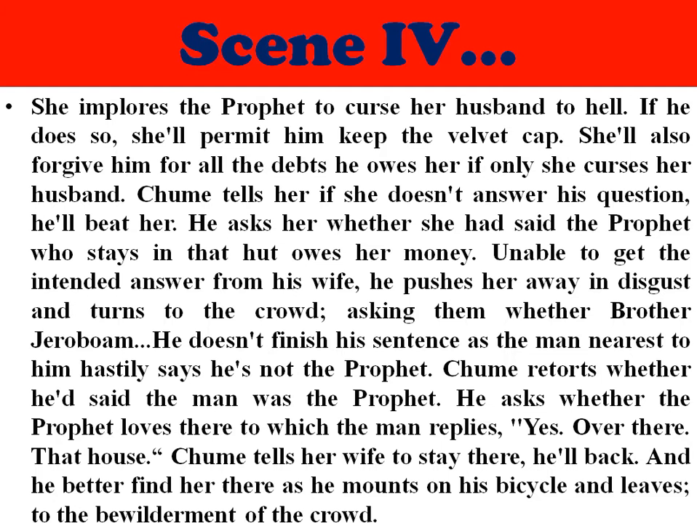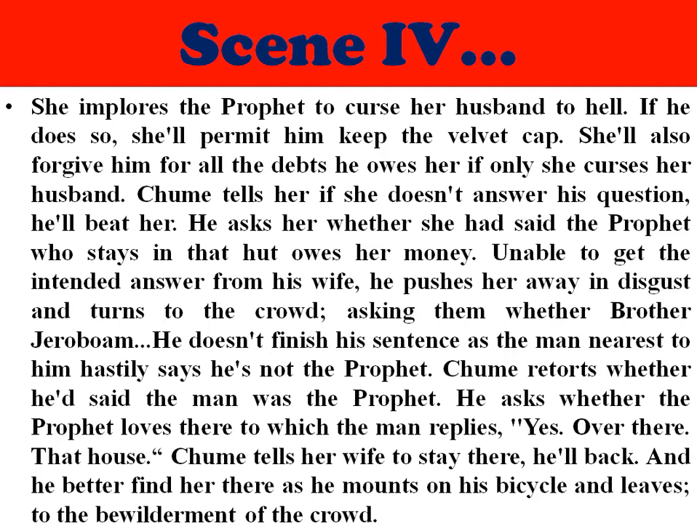So when the husband was behaving like that, we saw that Amokpe, the husband is Chume. We saw that Amokpe implored the prophet, which is Brother Jero, to curse the husband Chume for her, and if he does so, she will permit Brother Jero to go with the money, that is the money for the camp. So, unable to get into that.